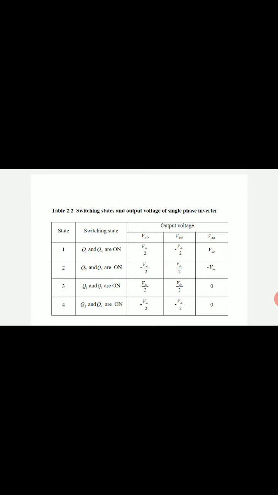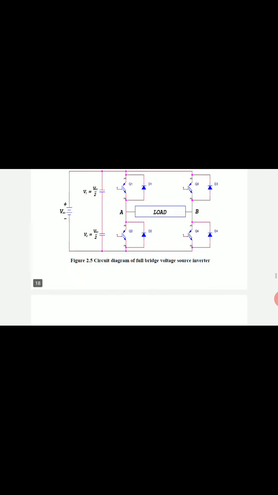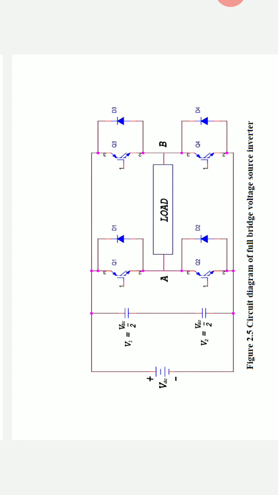When transistors Q2 and Q3 are on, minus VDC by 2 appears across VAO and VDC by 2 appears at VBO, and the total voltage will be minus VDC. Now you can see the situation when Q1 and Q3 are on. Q1 and Q3 belong to different legs, so that means again Q1 and Q2 do not turn on simultaneously and Q3 and Q4 do not turn on simultaneously. This condition is defined as undefined condition, and that should be avoided in any case.